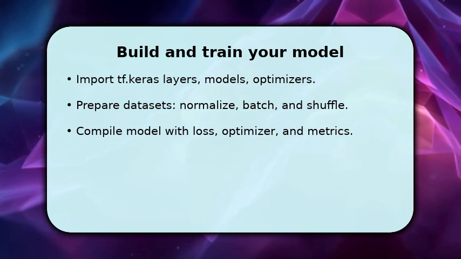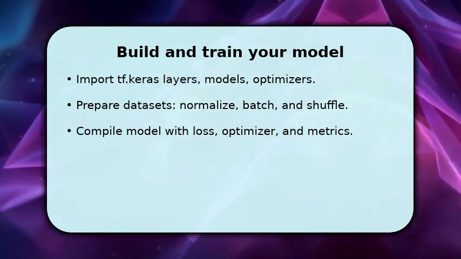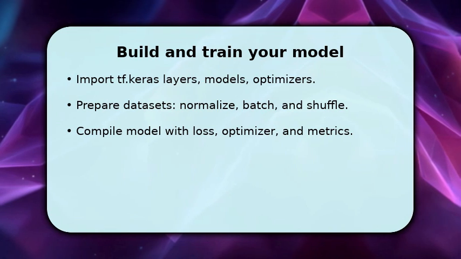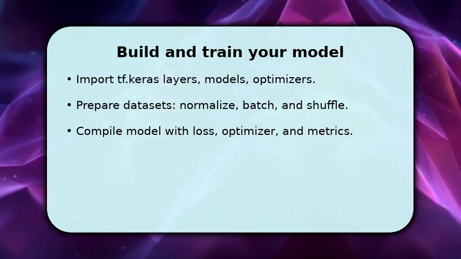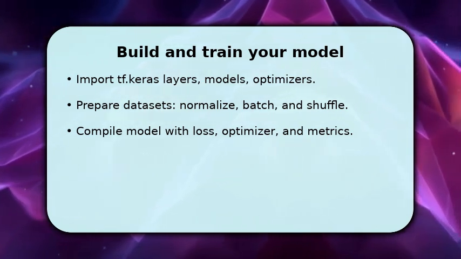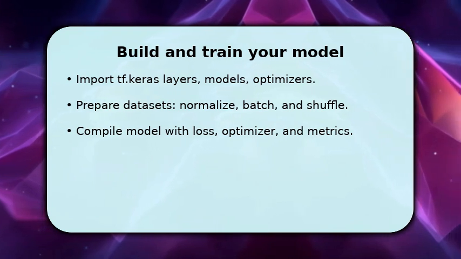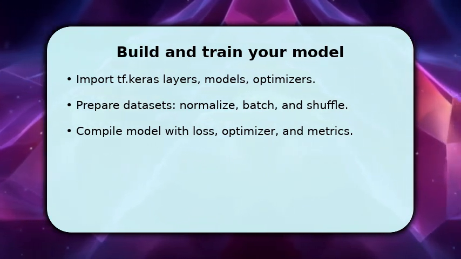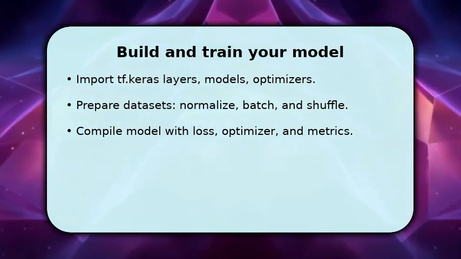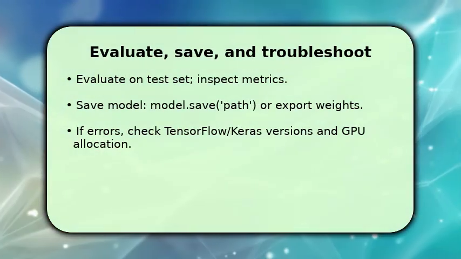Next, compile with an appropriate loss, optimizer, and metrics. Use callbacks like ModelCheckpoint and EarlyStopping to control training. Once training starts, monitor loss and validation metrics in Colab's output or TensorBoard. You finish by evaluating the trained model on held-out data to verify generalization.